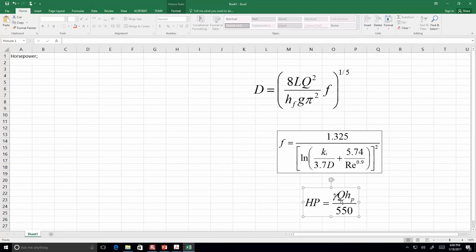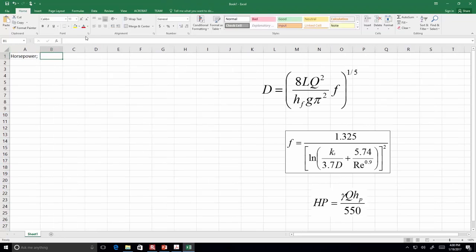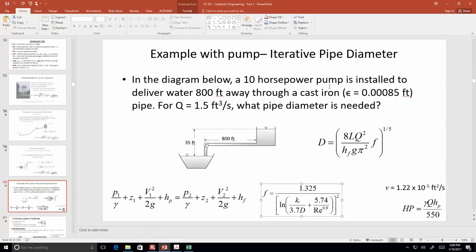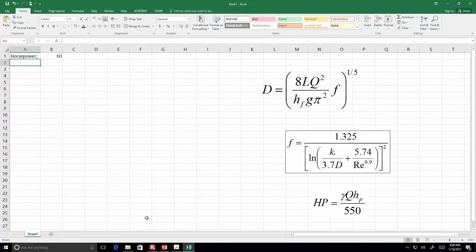Okay, so what we have is 10 horsepower. The cast iron pipe gives us the equivalent sand roughness here. Let's see, cast iron, so 0.00085 is the epsilon. In terms of feet is 0.00085.